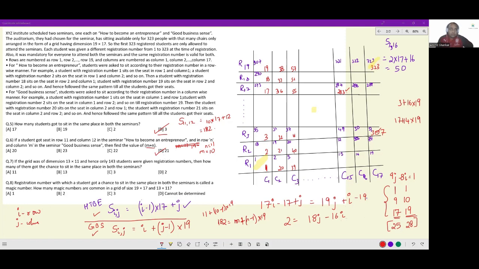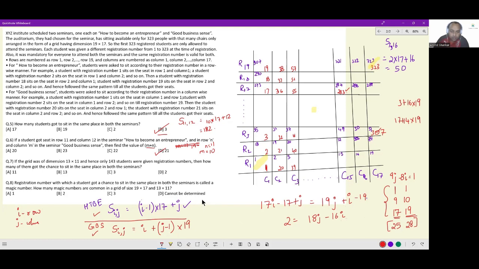Essentially, this expression finding that we had done earlier has enabled us to reach the value directly. Okay. Next question. If the grid was of dimensions 13 into 11, and hence only 143 students were given registration number, then how many of them got the chance to sit in the same place in both the seminars?